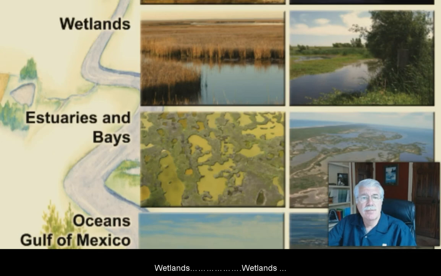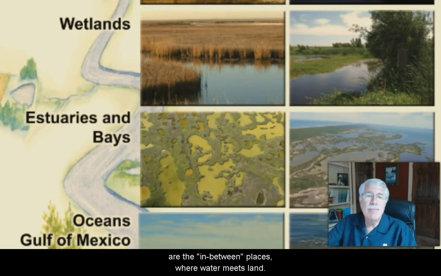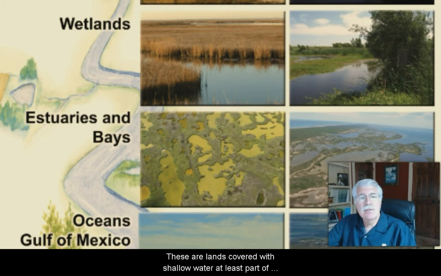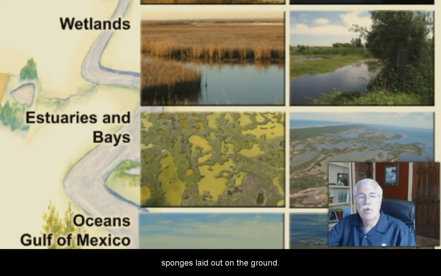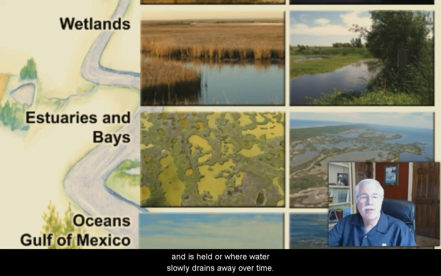Next are the wetlands. Wetlands are the in-between places. This is where the water meets the land. These are lands covered with shallow water at least part of the year. They can be present along the edges of rivers or lakes as a transitional zone between uplands and deep water, or wetlands can be individual bodies isolated or connected to other water bodies by groundwater. You can also think of wetlands as giant sponges laid out in the ground. When it rains, these are the places where water collects, and it's held there. The water drains slowly away over time.